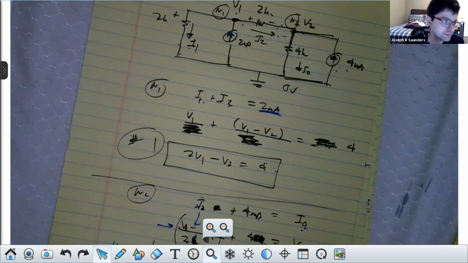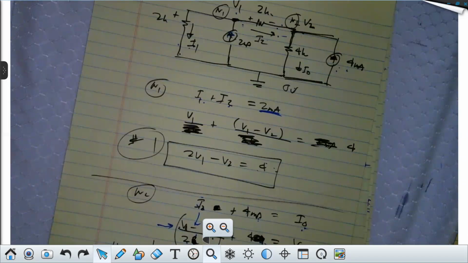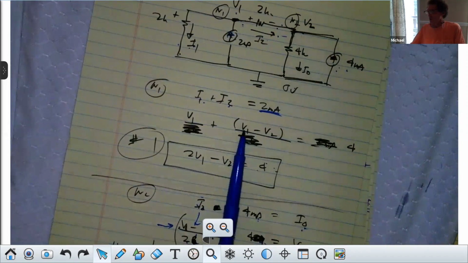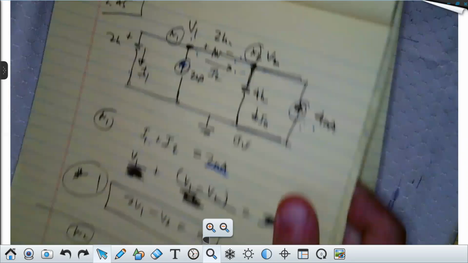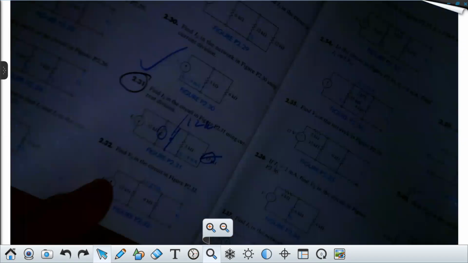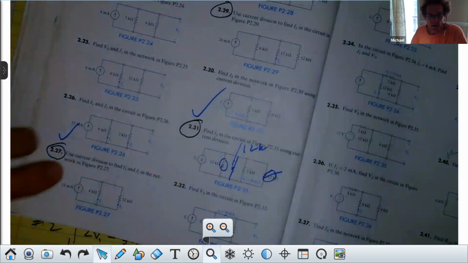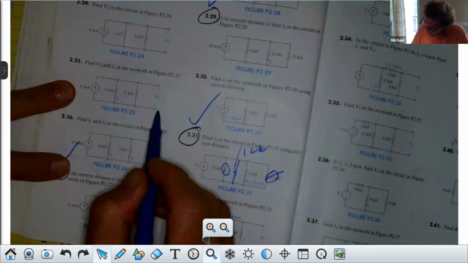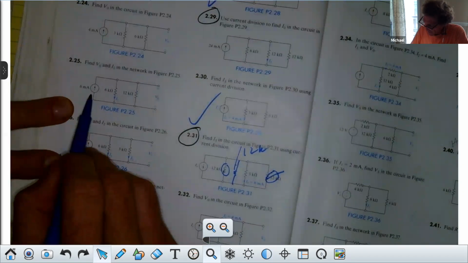All right, good. Dr. Baginski, can you go over 2.25 from the homework, please? Yep, 2.25. I'm going to just show you it here if you don't mind. You don't have to redraw it. So here's 2.25, and I hope you all can see this. They want V naught, and they give you 6 milliamps here.